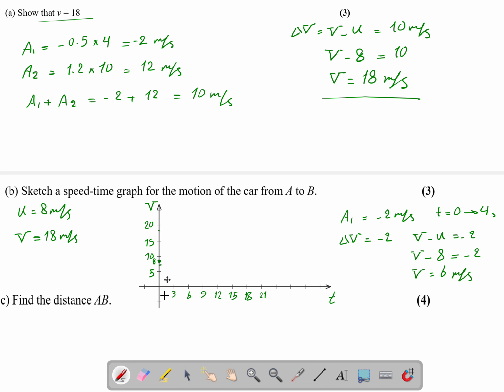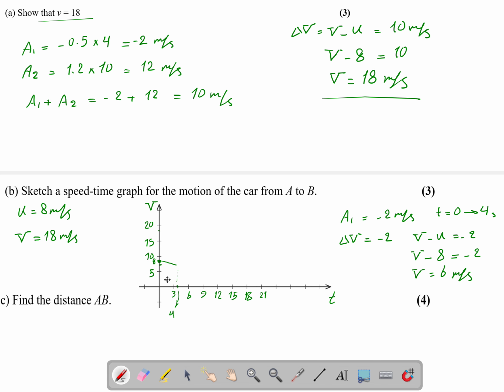Okay, so from 0 to 4 seconds, 4 will be somewhere here. The velocity will be changed from 8 to 6. So here is 8, here is 6. So velocity will be changed like this. 4 seconds.